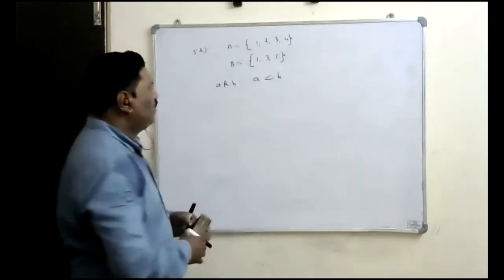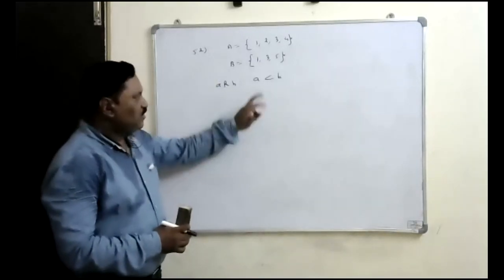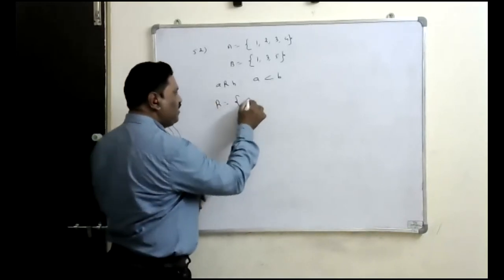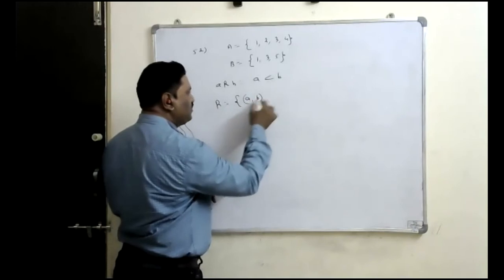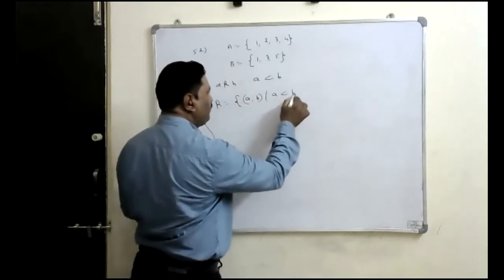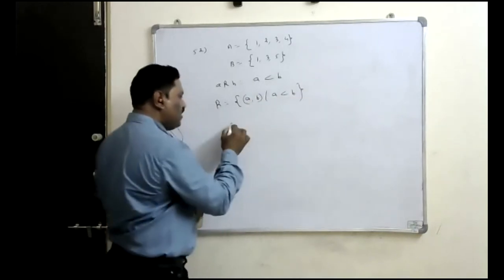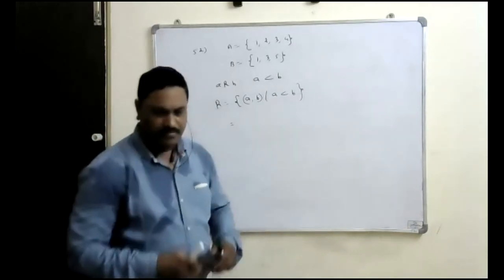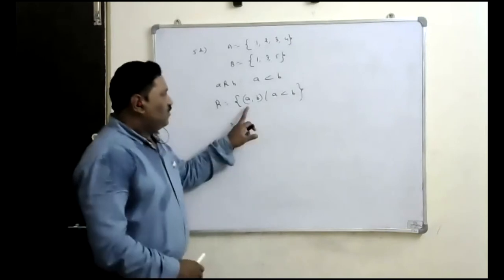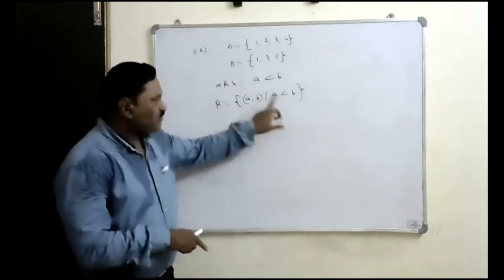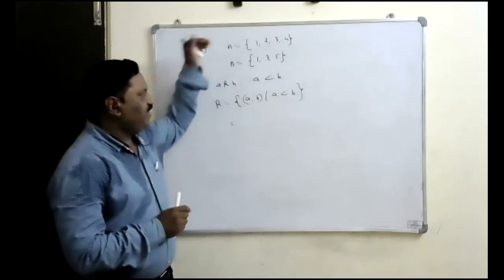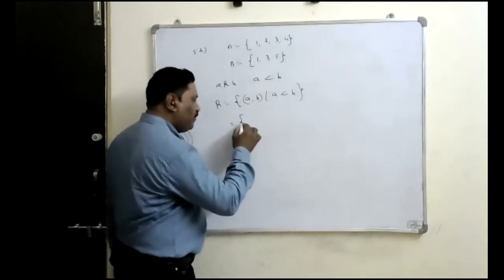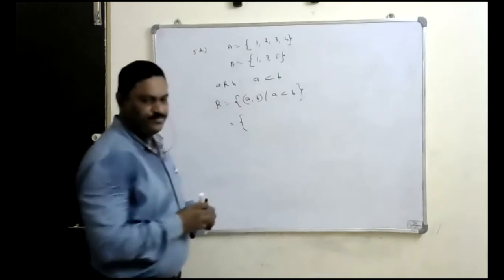Now look at this. So this is the relation. Then I have to take the ordered pairs for R, (a, b), such that a is less than b. So like that I have to form the relation R, that is (a, b), meaning a should be smaller than b. This a I have to take from set A and b I have to take from set B. Tell me what are the ordered pairs that satisfy this relation?